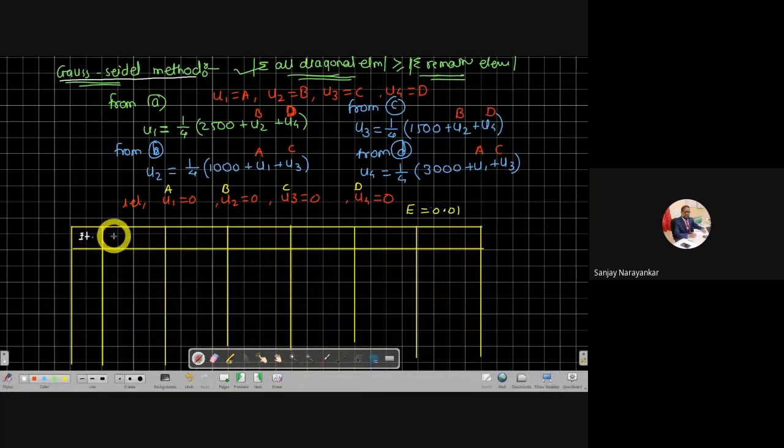Okay. U1, U2, U3, U4. Then here you're supposed to write mod of U1 old minus U1 new. Similarly, U2 old minus U2 new. Similarly, you can write mod of U3 old minus U3 new. And the last one is mod of U4. And you just continue.